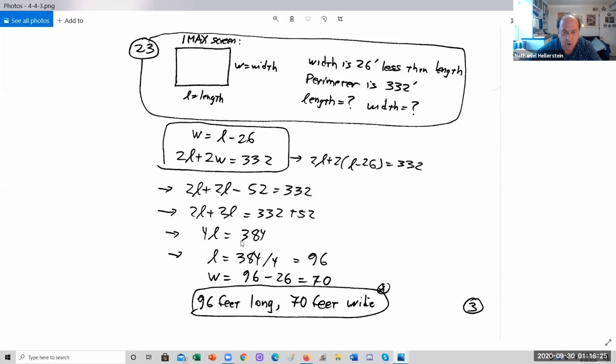Combining everything, 4L equals 384, divide by 4. L equals 384 over 4, which is 96. And then W is L minus 26, so that's 96 minus 26, or 70. So the IMAX screen is 96 feet long and 70 feet wide.